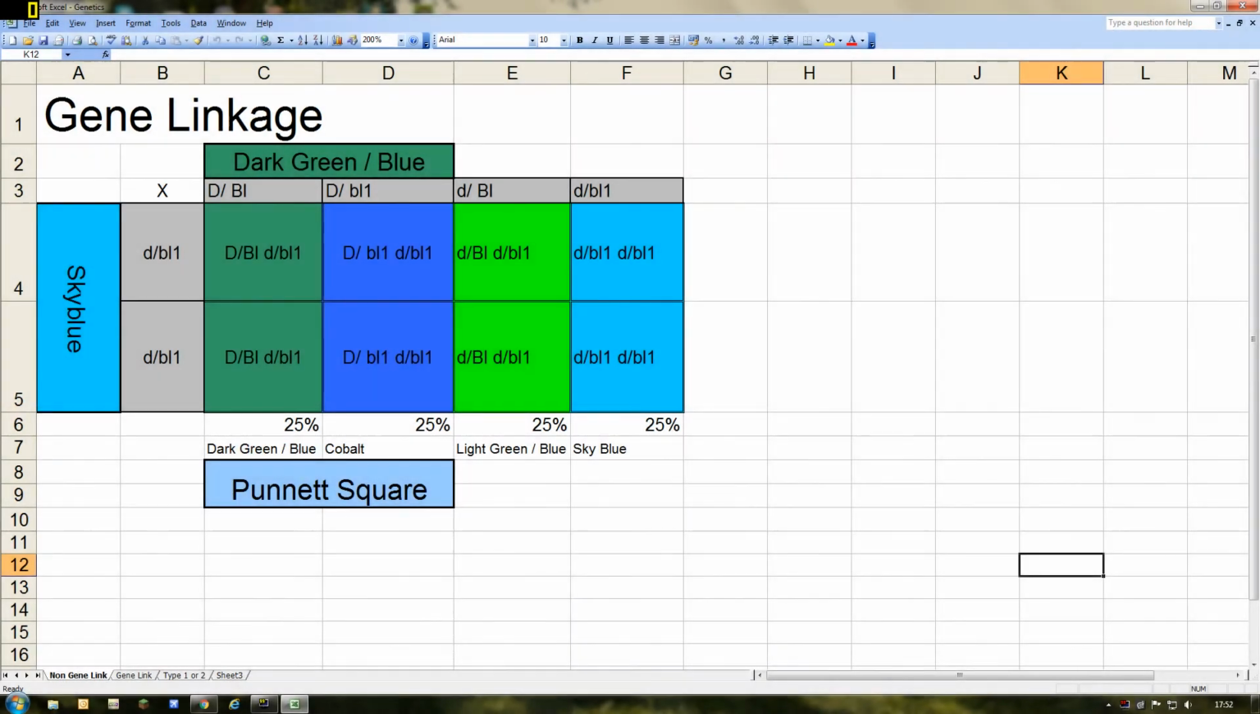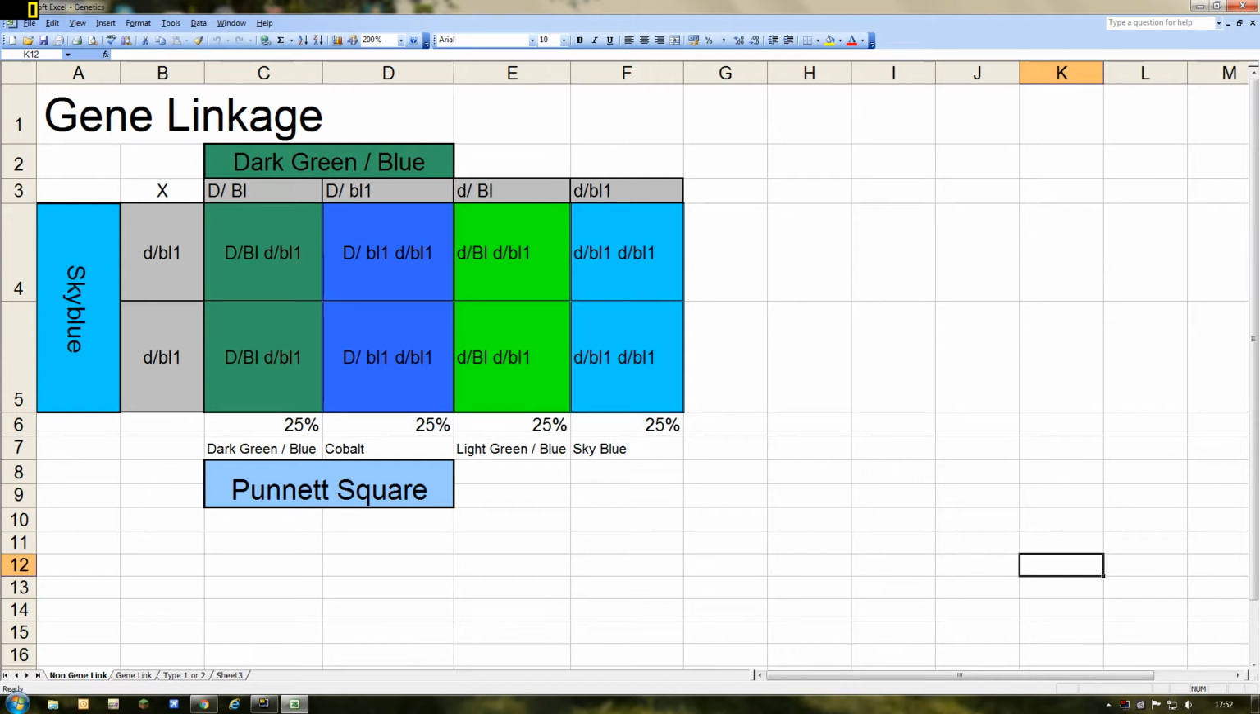Hello, and here we are back at the computer with the usual Punnett square, which you should all know how to use. If you don't, then please watch the previous videos. We're going to look here at the way we would do a dark green split blue with a sky blue bird in the manner that you've seen previously, where we've just carried each of the genes over as before.